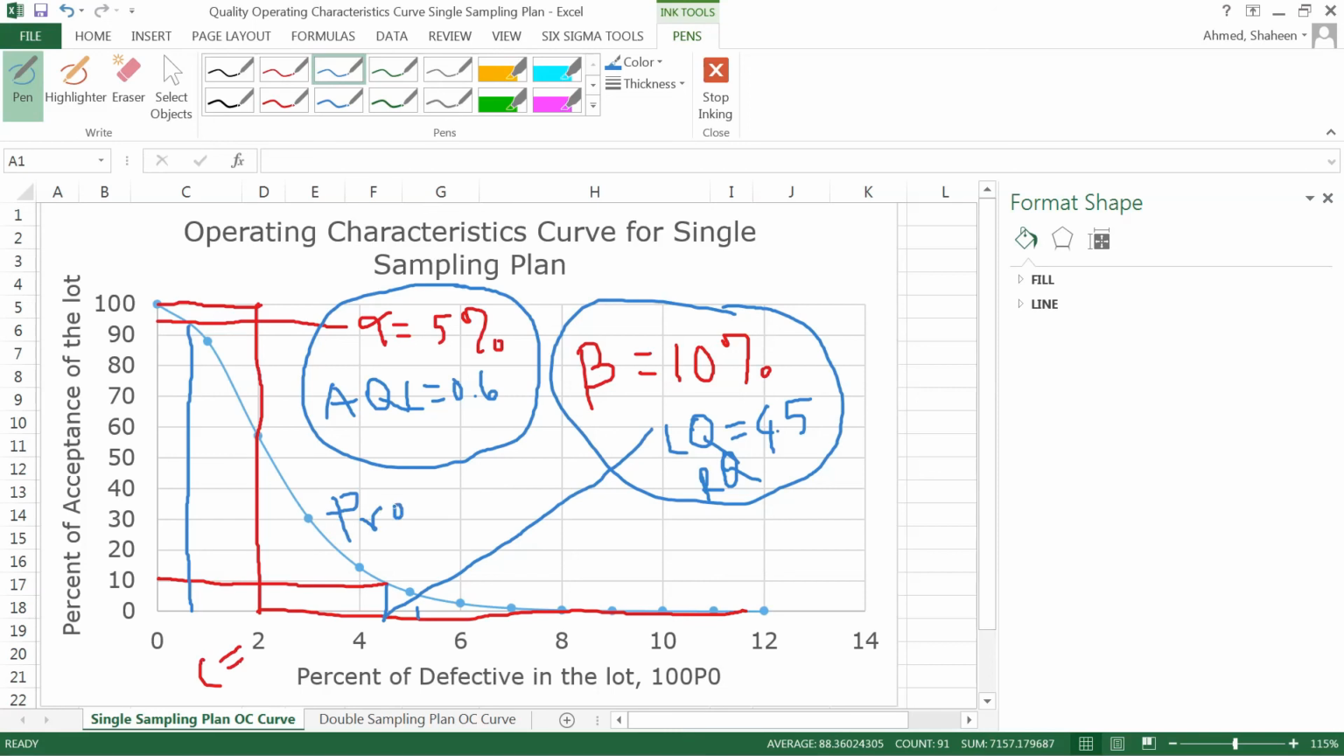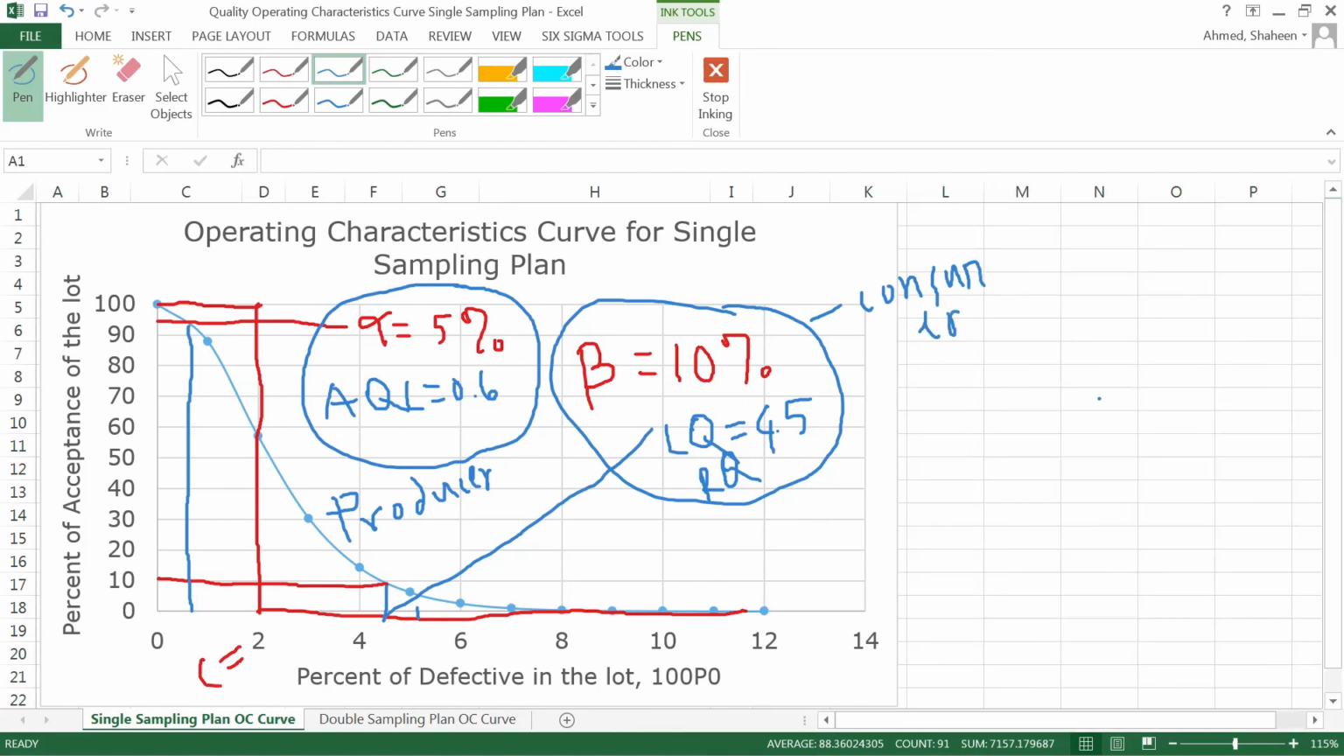Let me see if I can write using my new writing pad. Producer, and this is the consumer. Consumer risk. I think I'll write it here. Consumer risk. So that's about producer and consumer risk. Let me finish that.